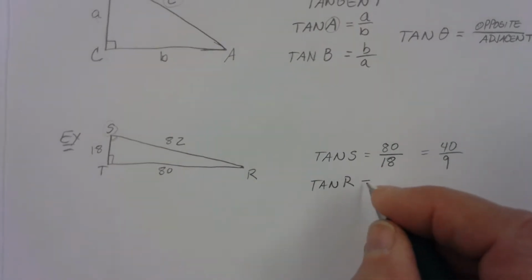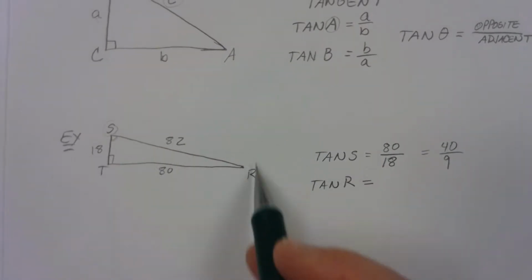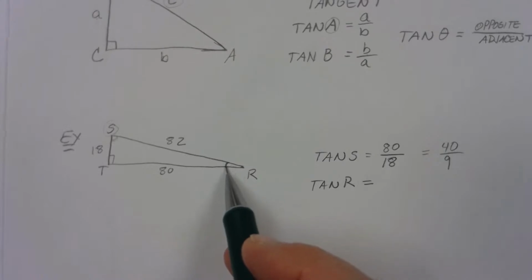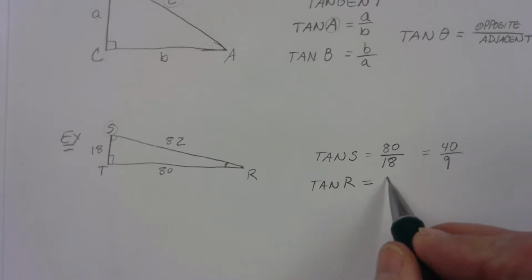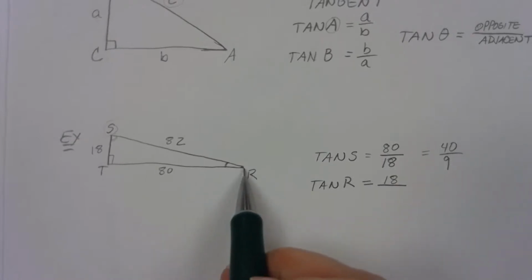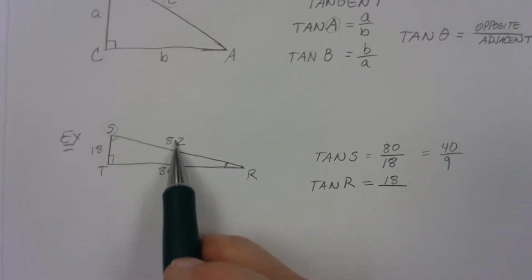Okay, the tangent of R. Get your eyes on R. There's R. This angle right here is R. And the tangent of it is equal to the opposite of R, 18, over the side adjacent to it. And you're going, but 82 is also adjacent.